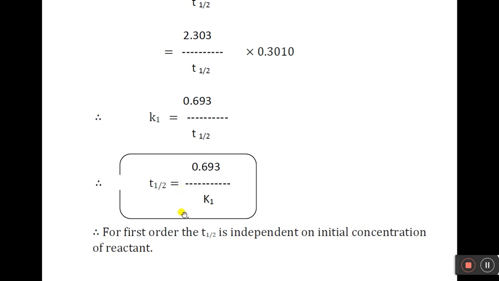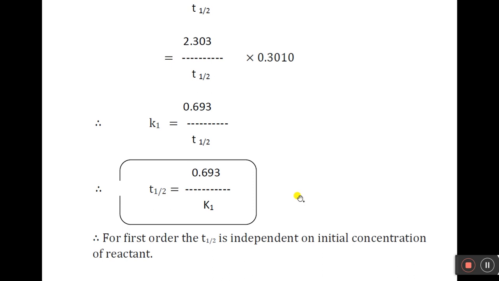So many times in entrance examinations, a question has been asked: the half-life period for first order reaction is, options: dependent on initial concentration, independent of initial concentration, directly proportional to initial concentration, inversely proportional to the initial concentration. These are the options.